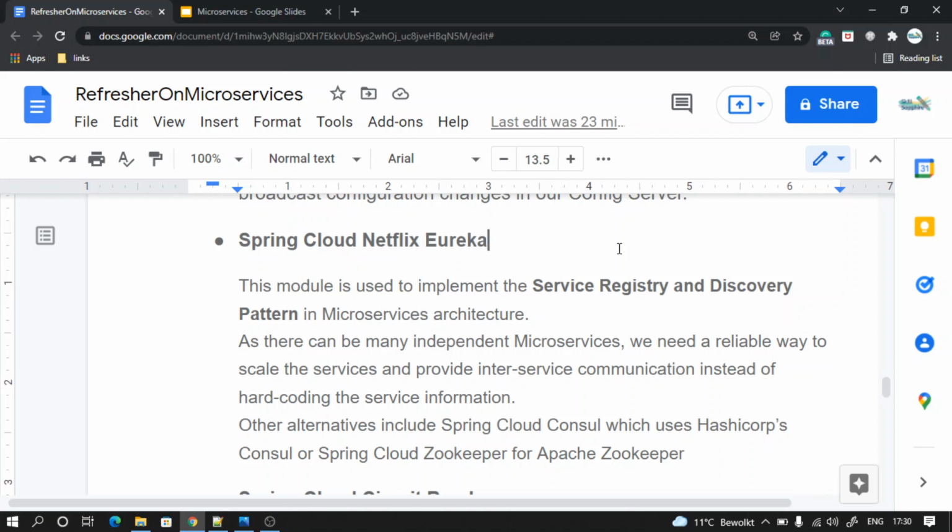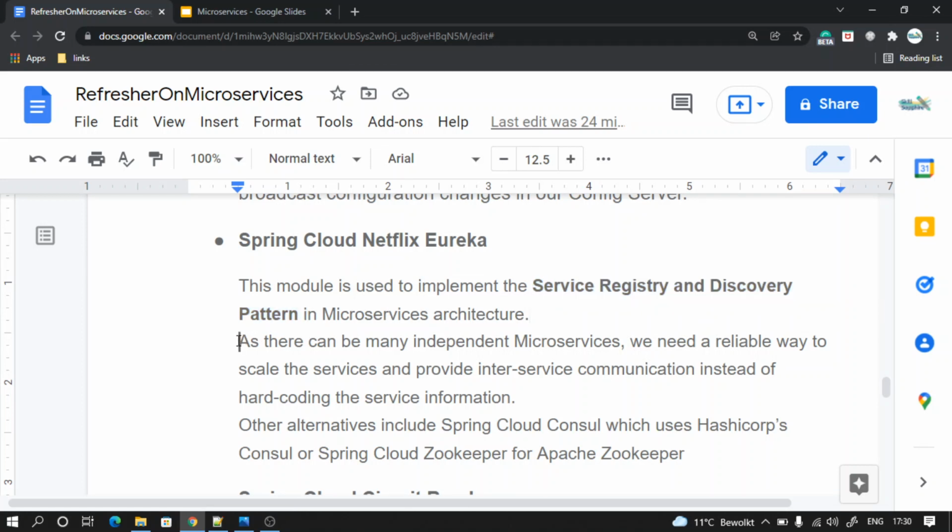Welcome. The next project that Spring provides us is to achieve another microservices design pattern called the service registry or discovery pattern. The project is called Spring Cloud Netflix Eureka. What it does is it helps us implement the service registry and discovery pattern in our microservices architecture. So what do they mean?